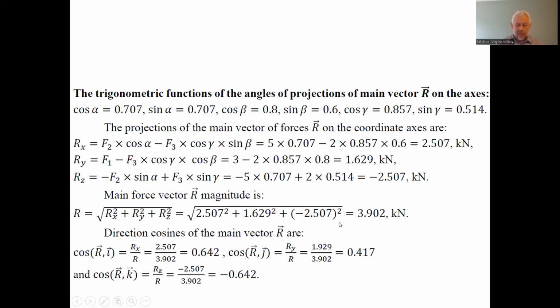Next, when we found the magnitude of the main force, we can find the cosines of the direction angles. The cosines of the angles of R we get when we divide each of the projections of the main force by the main force magnitude. So we have three cosines: cosine between the main vector and the x-axis, cosine between the main vector and the y-axis, and cosine between the main vector and z-axis.